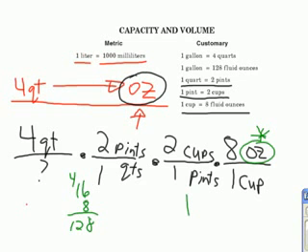Which is 128. Okay. Hopefully you won't get anything on the tests where you have to convert more than just one converting factor, but I've seen it happen. You've got to be prepared for it. All right.